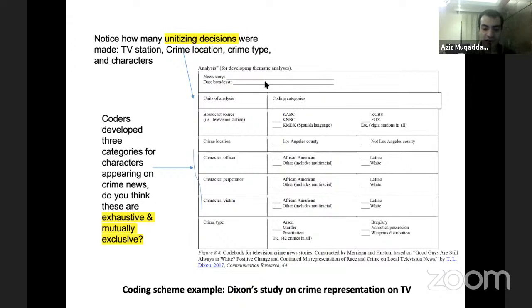So this was from a study by Dixon, who's a famous scholar at UCLA, and he's looking into the representation of crime and race on TV news. This is from an analysis where he looked into how the race of the officers, the perpetrators, and victims of crime are represented in local TV channels. So notice here he has many unitizing decisions that differ based on the variable.